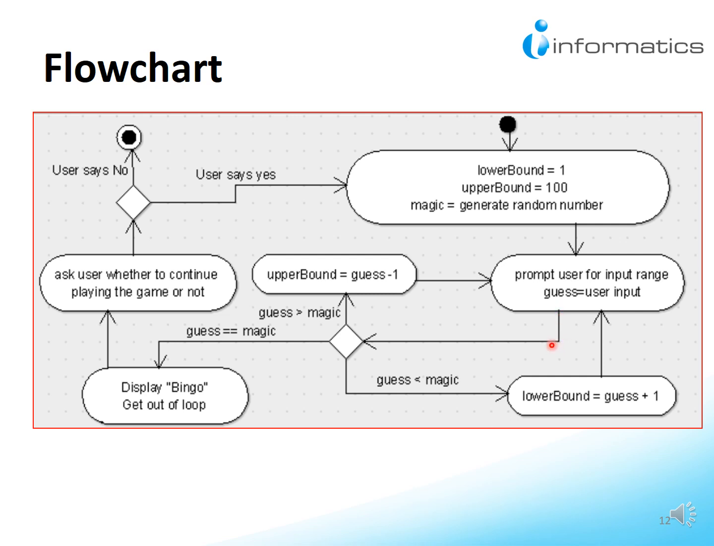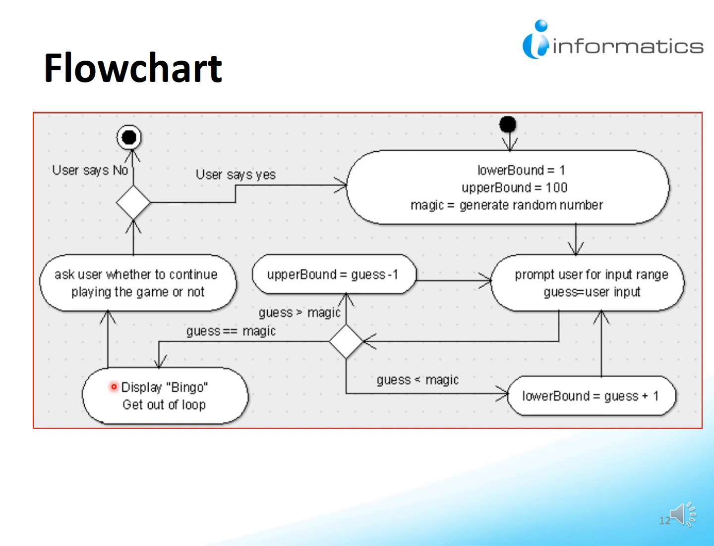Once you get the user input, the flow will go to this diamond. This diamond here indicates a decision. In this case, the decision has 3 outcomes. Guess greater than the magic, guess less than the magic, or guess equal to the magic. In these two cases, where guess does not match the magic, the system will adjust the upper bound and lower bound and go back to loop again. So the loop gets a user input, makes the decision, adjusts the bound, repeats again, until the user gets the magic number correctly.